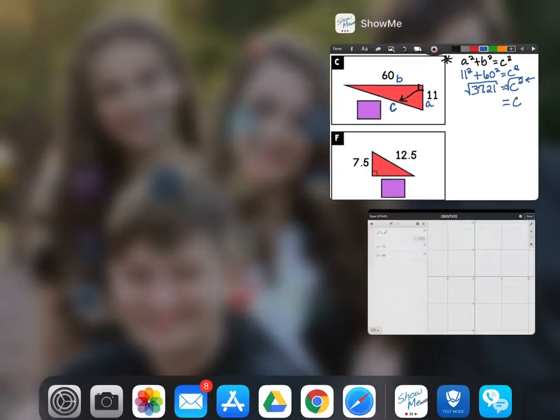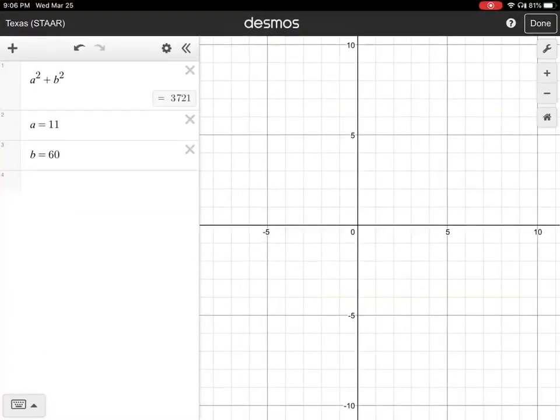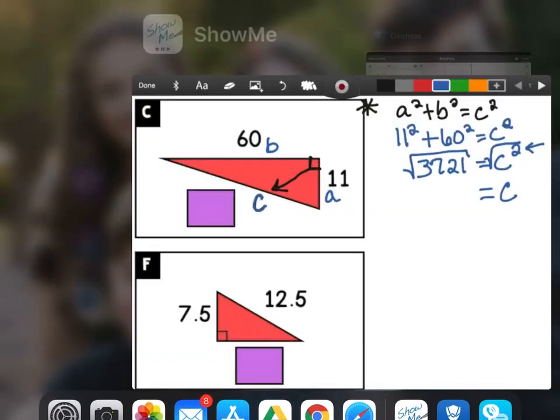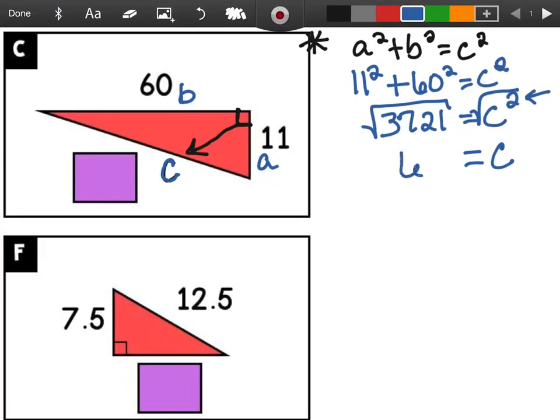So the square root of 3721, I'm going to come back over here to Desmos and say the square root of 3721 is 61. That means this C is equal to 61. So 61 units, 61 inches, 61 meters, whatever it happens to be. So my C here is 61, and this is the spot that my answer is going to go.